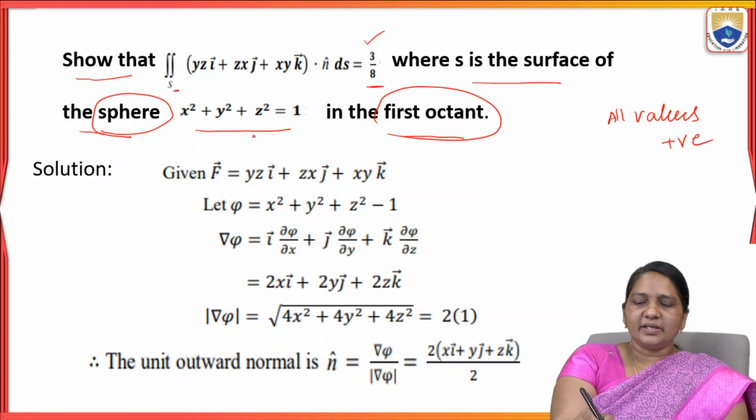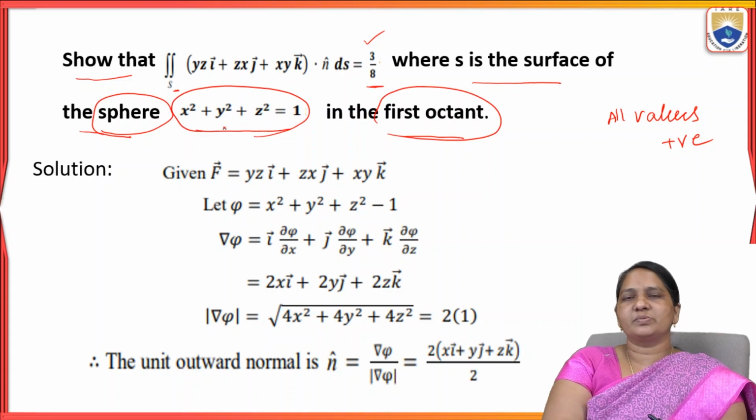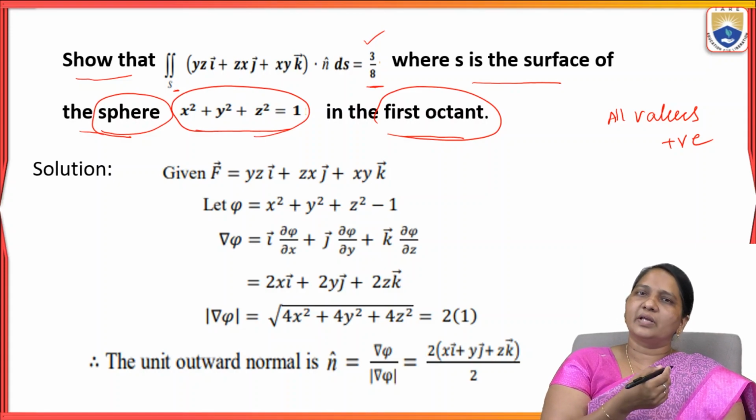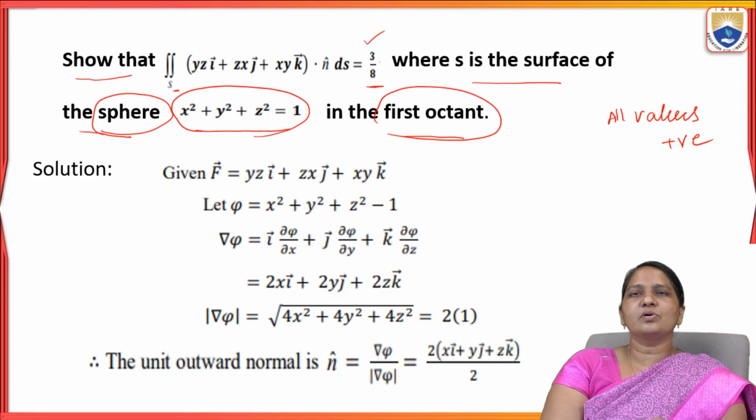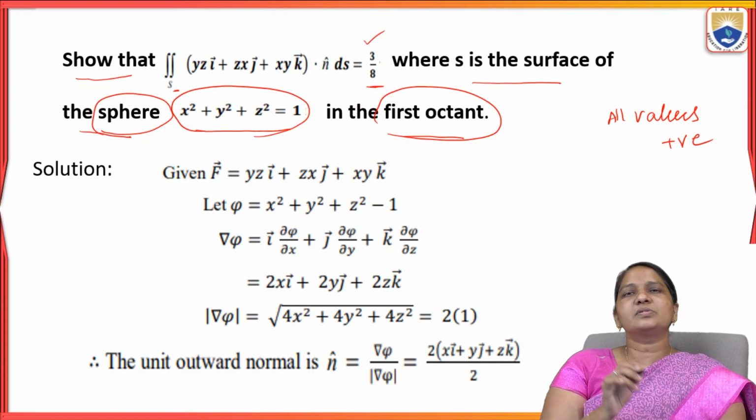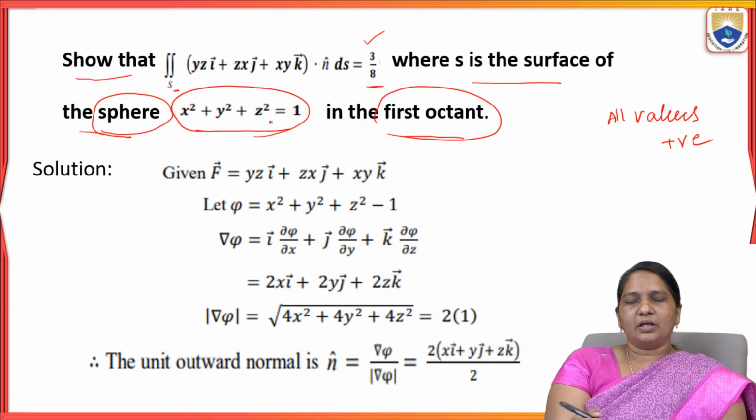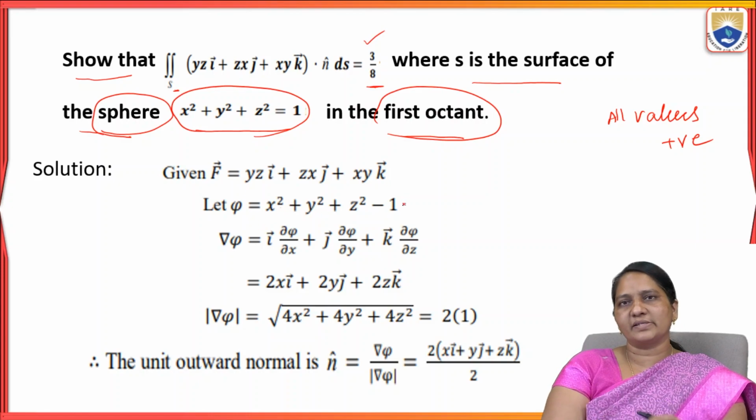Here they have given a sphere instead of a plane. They can give a cylinder, a sphere, or a plane, whatever it may be. We have to take the projection on the xy plane, yz plane, or zx plane. So here they have given the sphere, and we are taking that as phi equal to x square plus y square plus z square minus 1.